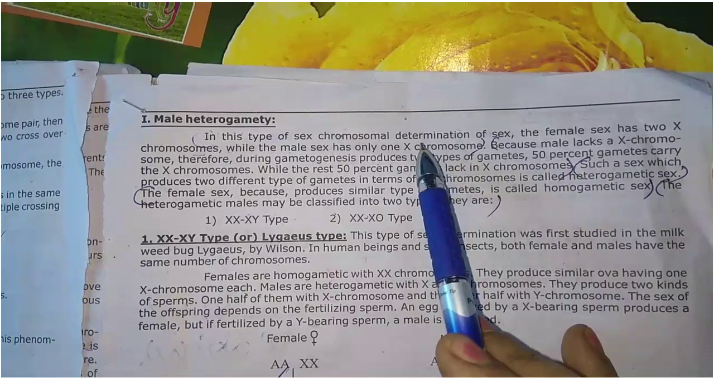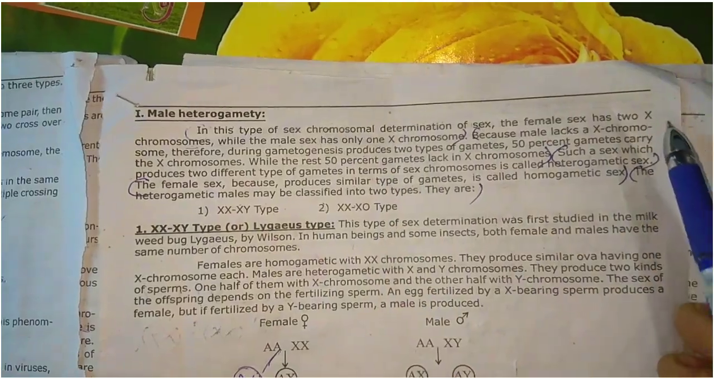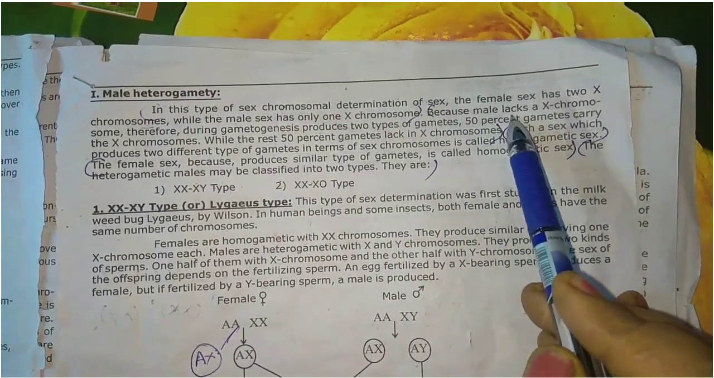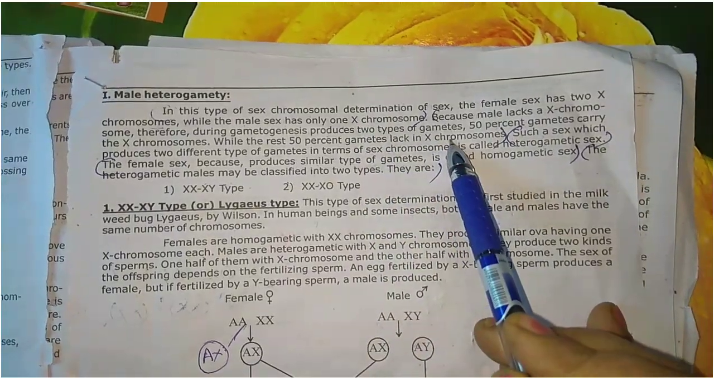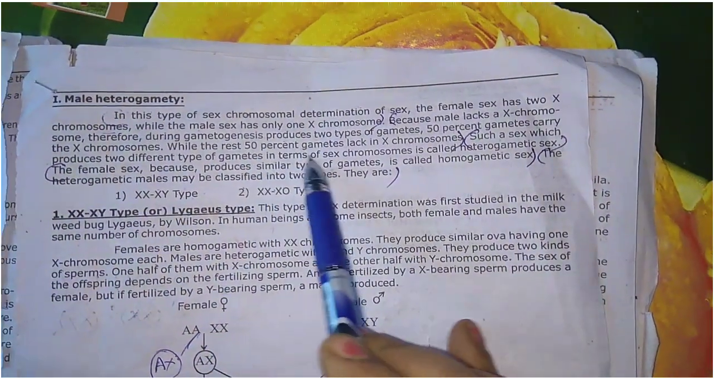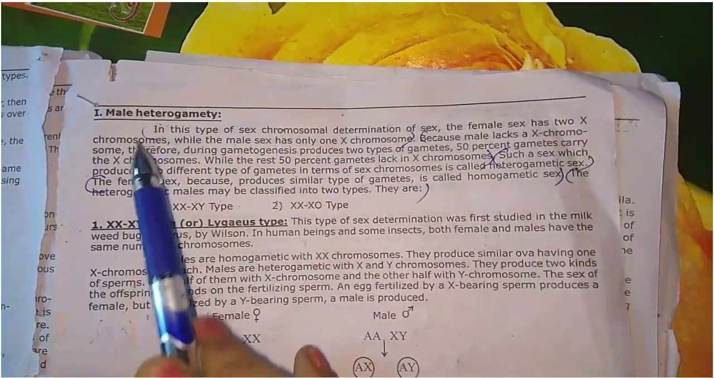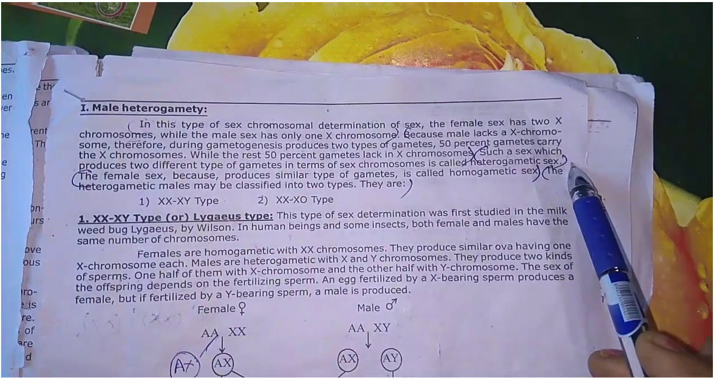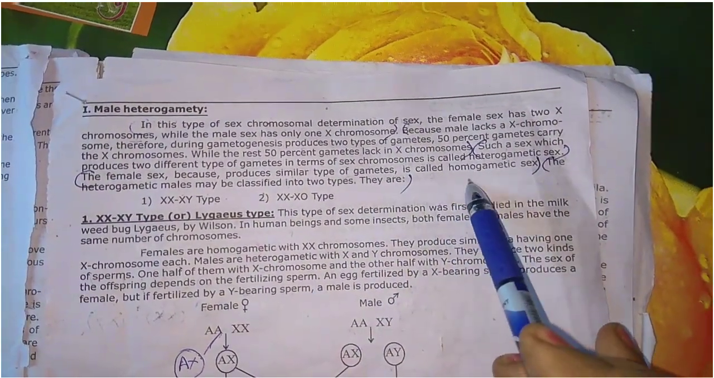In this type of sex chromosomal determination of sex, the female sex has two sex chromosomes, the X chromosomes, while the male sex has only one X chromosome. Because the male lacks an X chromosome, during gametogenesis it produces two types of gametes. 50% of gametes carry one X chromosome, while the other 50% lack the X chromosome. Such a sex which produces two different types of gametes in terms of sex chromosomes is known as the heterogametic sex. The female sex produces a similar type of gametes, so it is known as the homogametic sex.